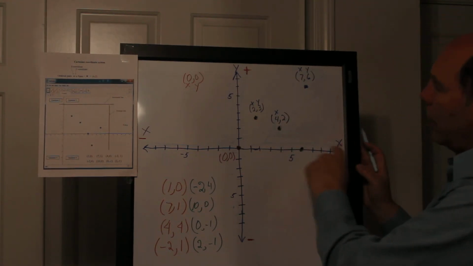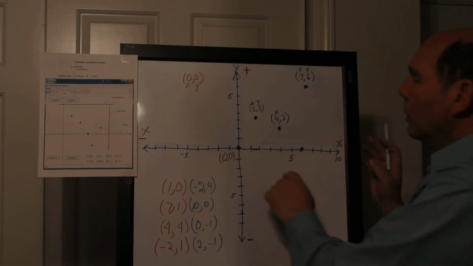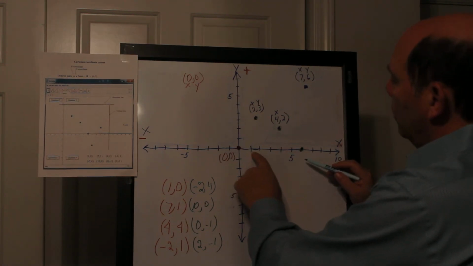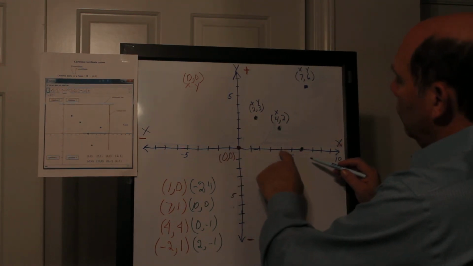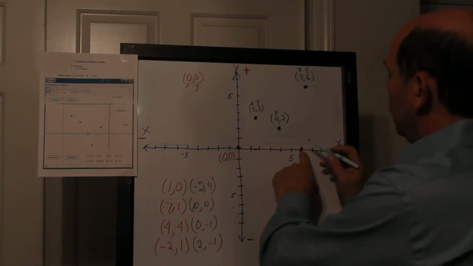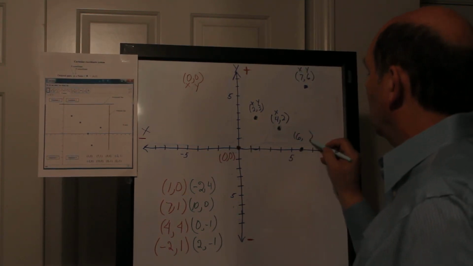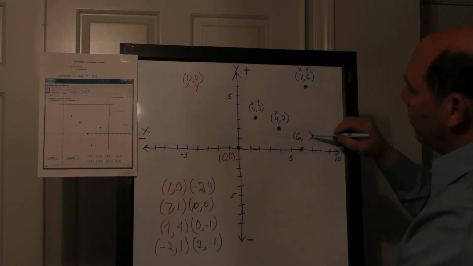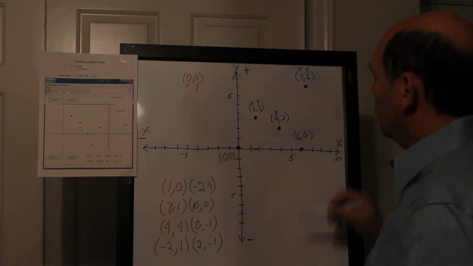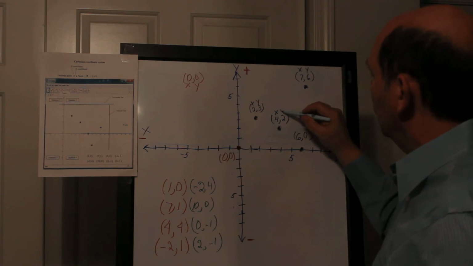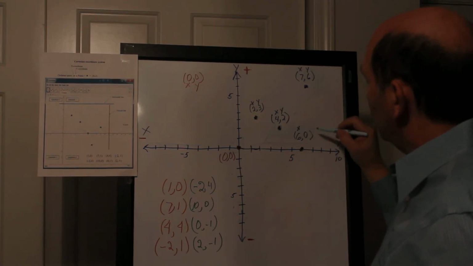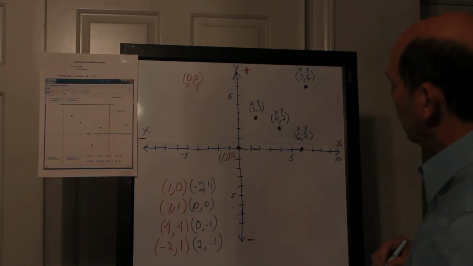Now this one here is actually on the x-axis, and we're going to count 1, 2, 3, 4, 5, 6. So the 6, and it's on the line, so that's going to be 0. 6, 0. So this is the x, and this is the y.